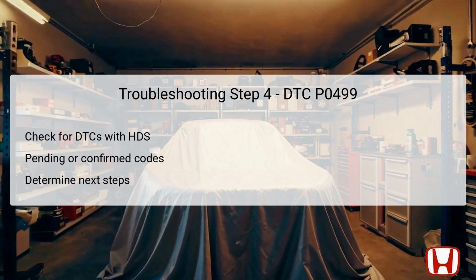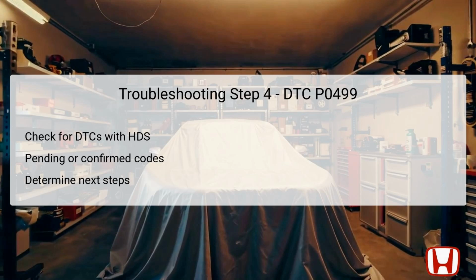In the fourth troubleshooting step, you are required to check for pending or confirmed DTCs utilizing the HDS. This involves reviewing whether DTC P0499 or any additional diagnostic trouble codes have been triggered.